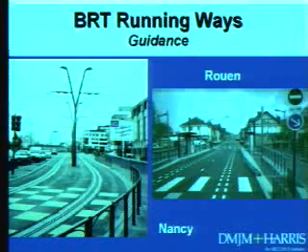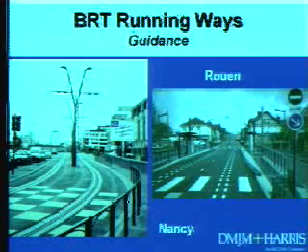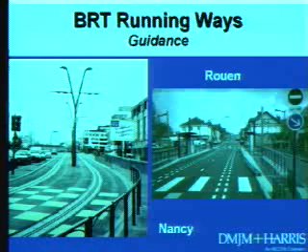There's also optical guided buses. This one on the right is in France, with those little lines painted on the roadway there. Those aren't to separate the vehicles. Those are to guide the vehicle. A little camera goes right over the top of those, looks down, and keeps the bus in its lane.